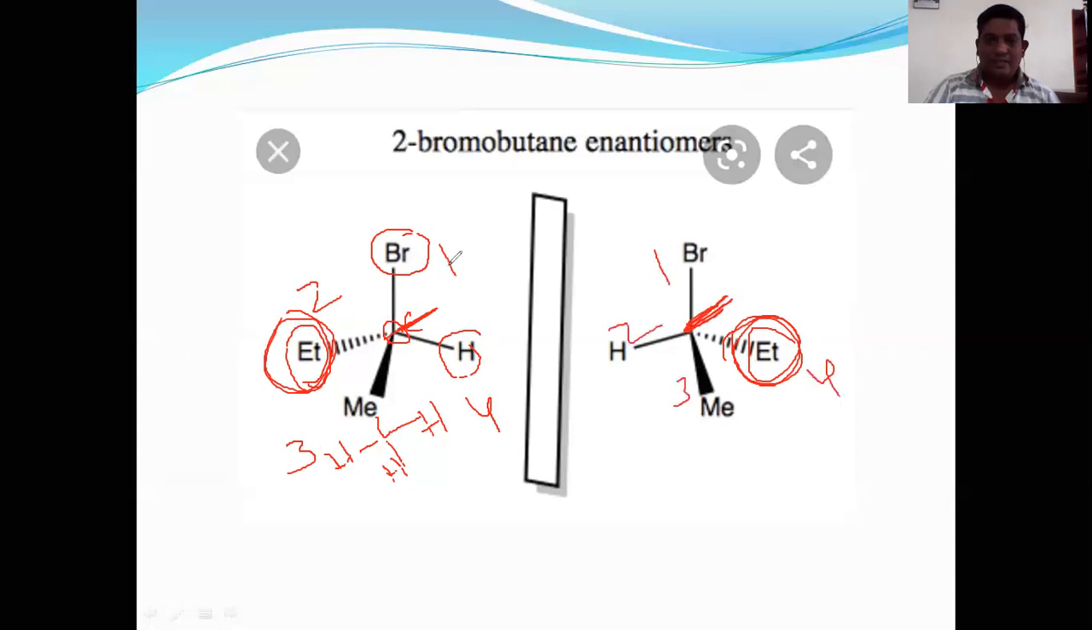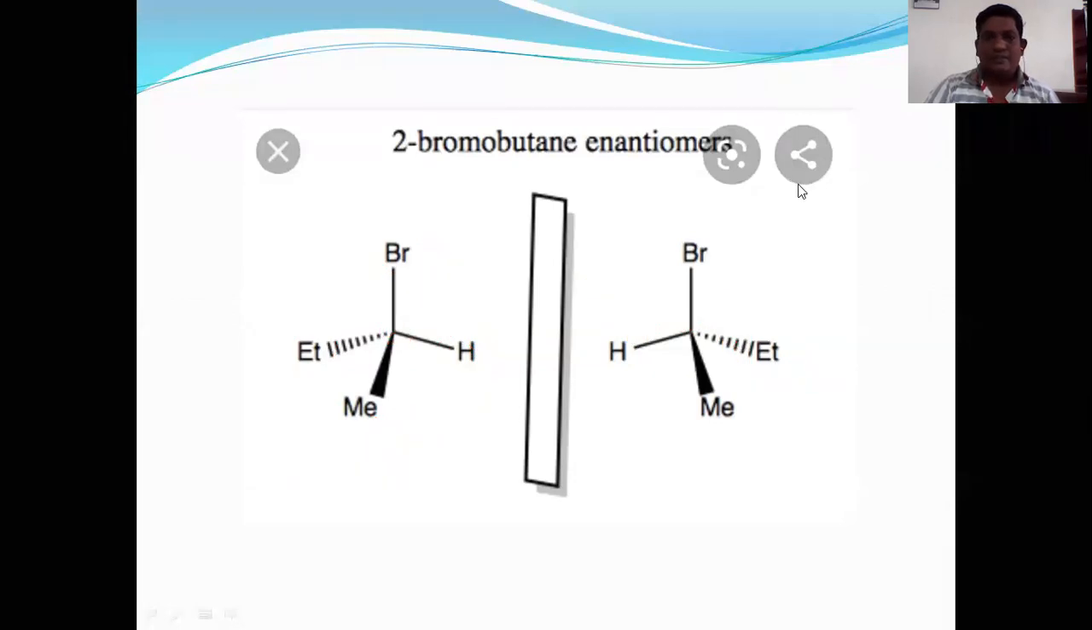Okay, simple. A not equal to B, not equal to C, and C not equal to D. Four different groups attached at the chiral carbon, the asymmetric carbon. Optically active isomer. Then the A isomer has its mirror image, the B isomer. A has mirror image B, and B has mirror image A.